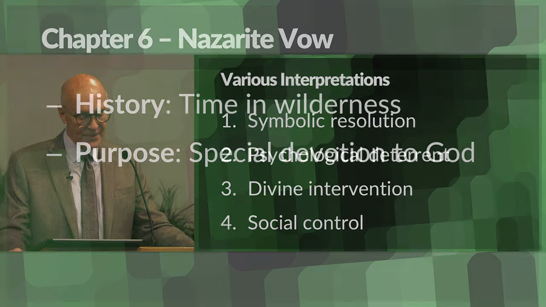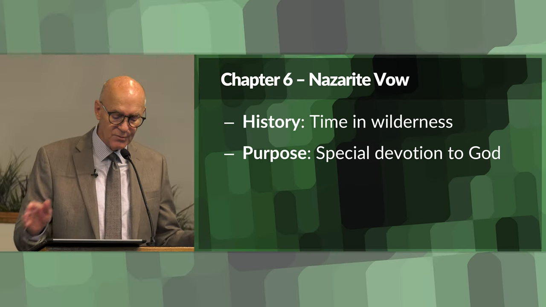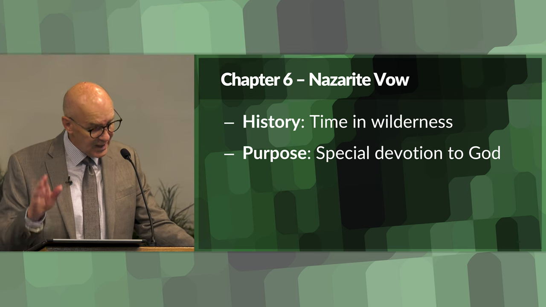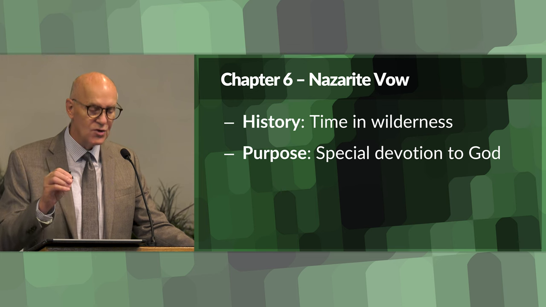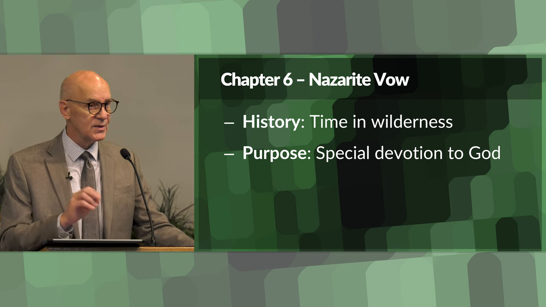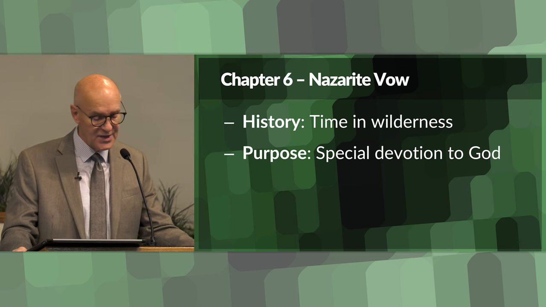And then in chapter 6, we have something called the Nazarite vow. The Nazarite vow, chapter 6, 1 to 21. This vow, described in Numbers 6, 1 to 21, is an ancient practice from the Hebrew Bible, where individuals voluntarily committed themselves to a period of special consecration to God. So here's a summary of its history, its purpose, and its practice, and the results of the Nazarite vow on the individual.